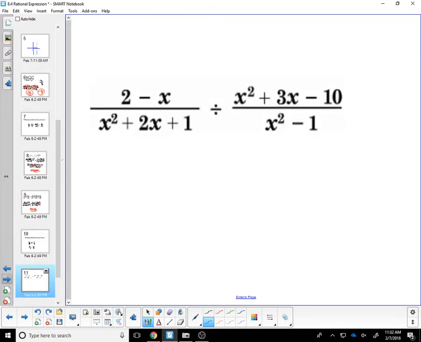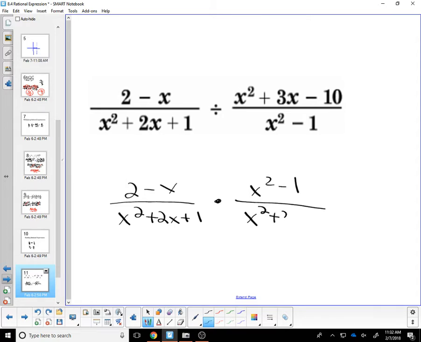So instead of doing this problem, what we're really going to do is (2 minus x)/(x squared plus 2x plus 1) times (x squared minus 1)/(x squared plus 3x minus 10). And there's your division lesson. Just make sure that you flip the second side. Wait, only the second side? Yes, you only flip the right side.